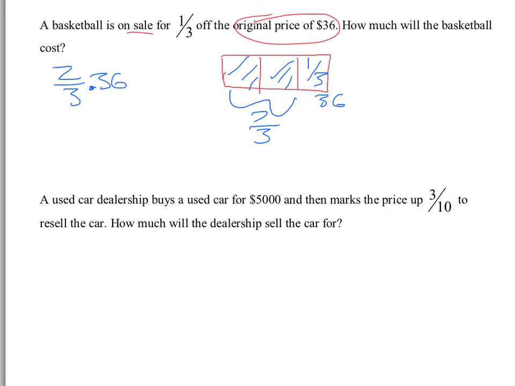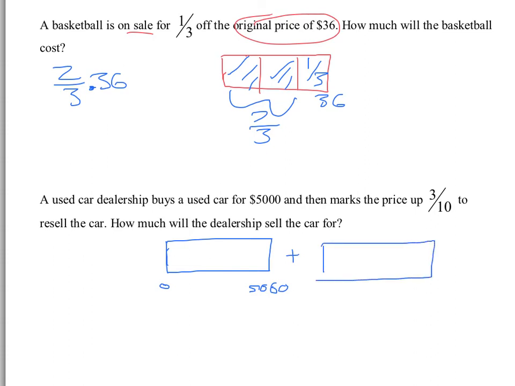A used car dealership buys a car for $5,000 and then marks up the price 3/10 to sell the car. What will the dealership sell the car for? So this is, I'm looking for the after. I'm given the original cost of the car. It was $5,000. And then they added on an additional 3/10.